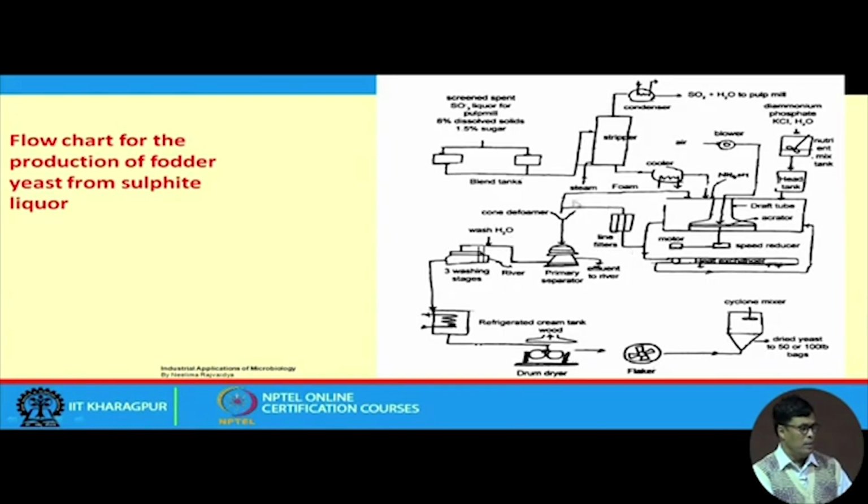Then we pass it through the primary separator, then the washing stage, then refrigerate the cream tank, and drum dry for drying purpose, and the flakers, and finally the cyclone mixer, we get the dry yeast cells. Now this is the drum dryer. I already explained how the drum dryer functions. It is inclined at a certain angle and it rotates with very low RPM. I can explain this like this.